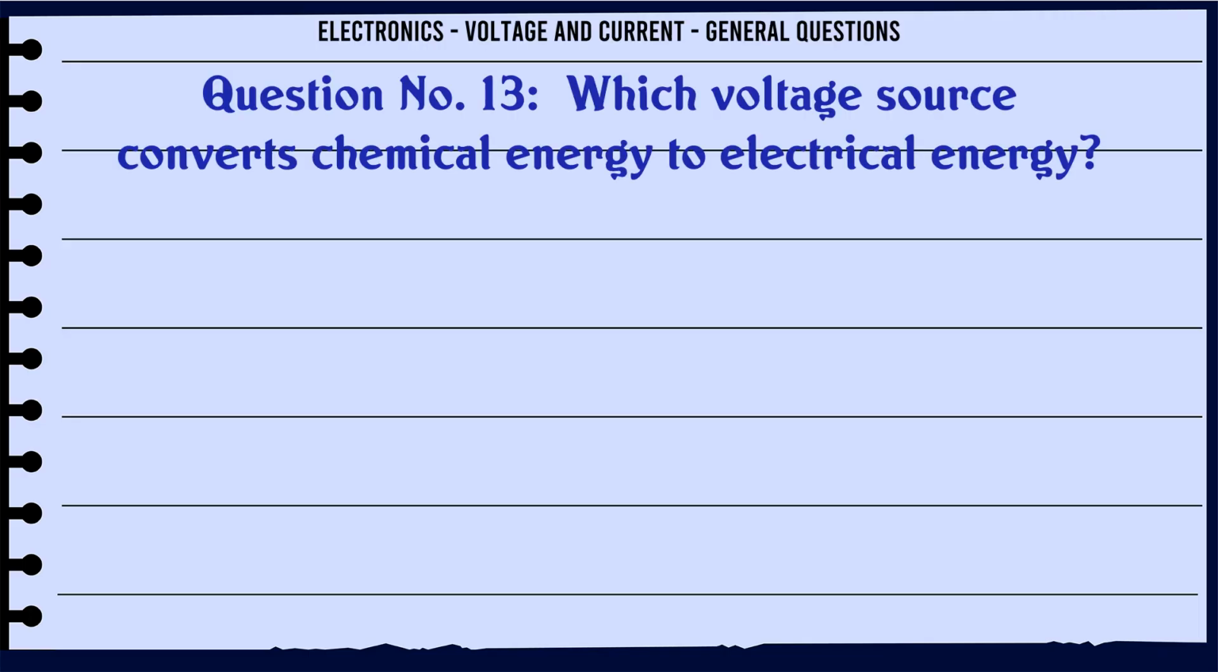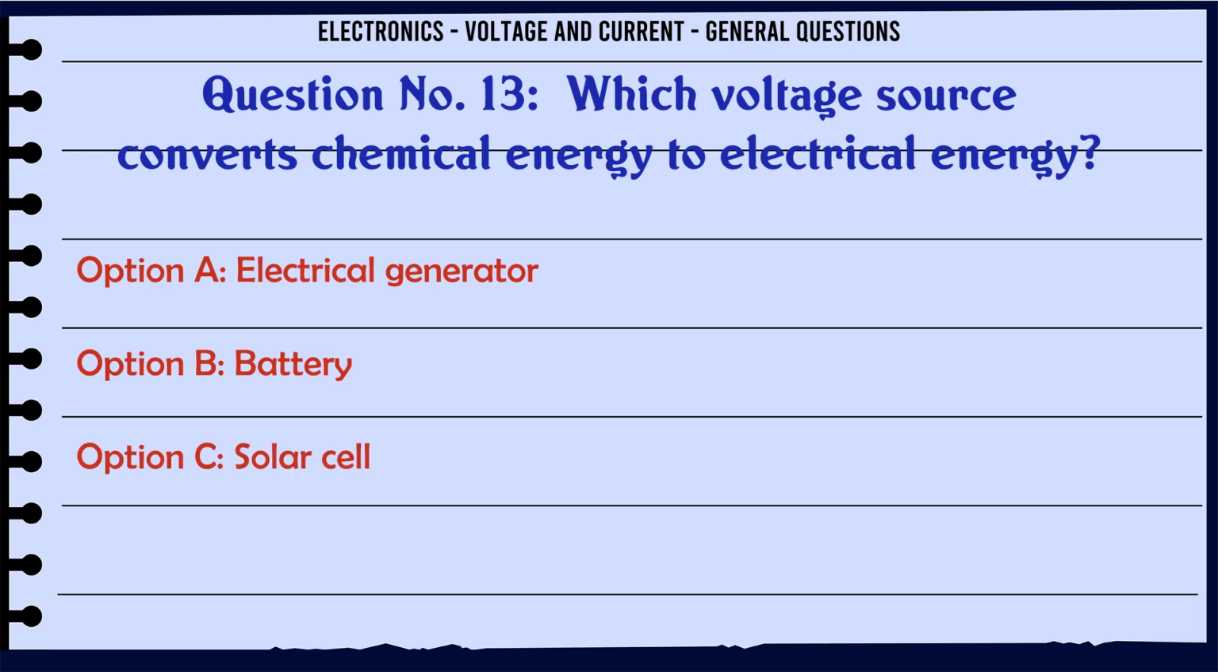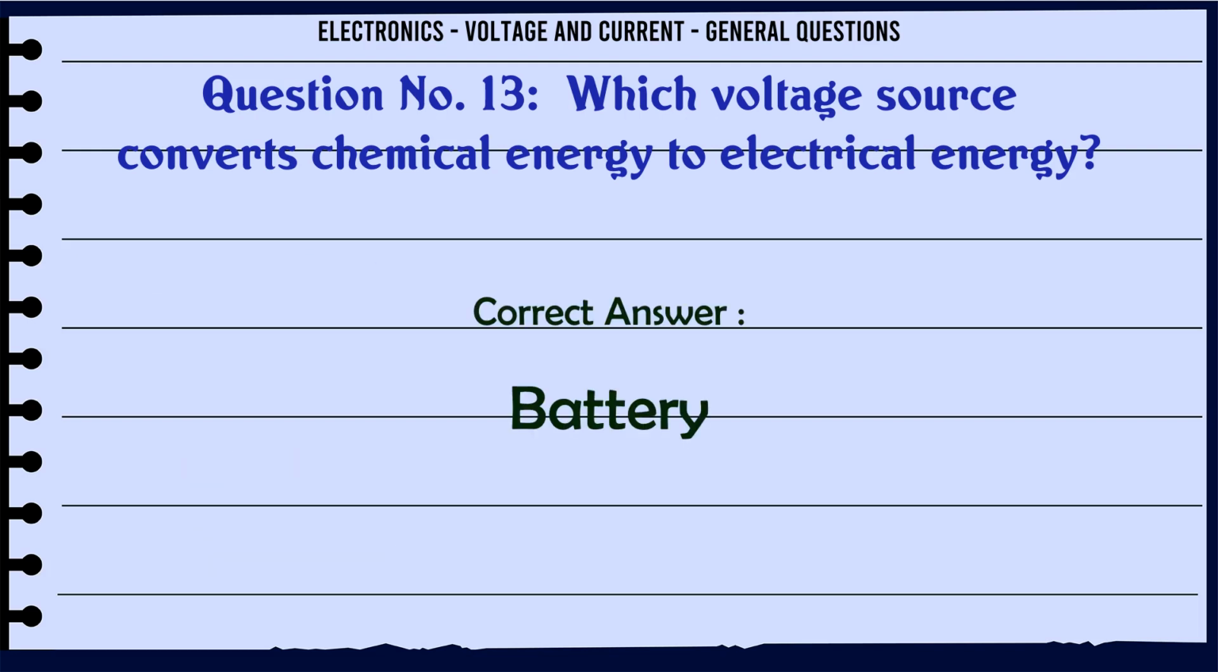Which voltage source converts chemical energy to electrical energy? A. Electrical generator. B. Battery. C. Solar cell. D. Electronic power supply. The correct answer is battery.